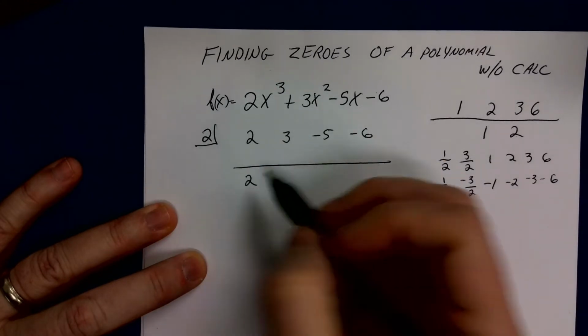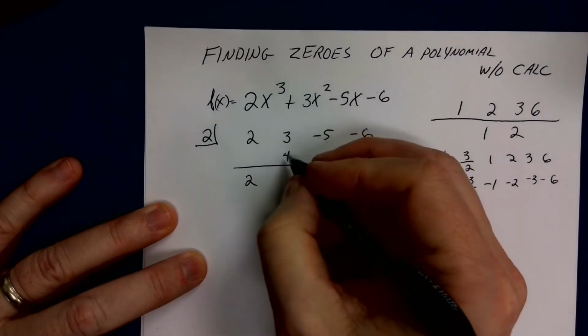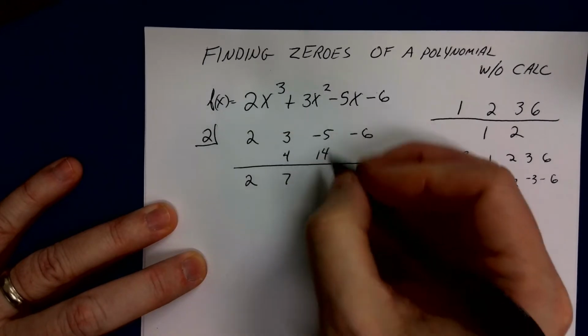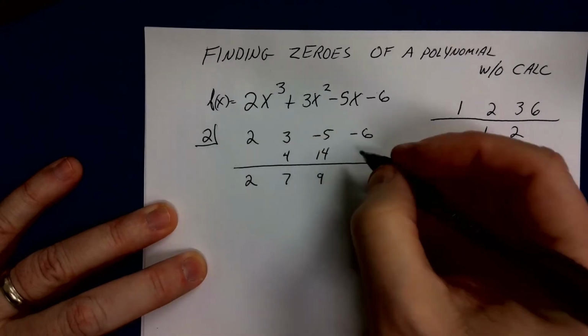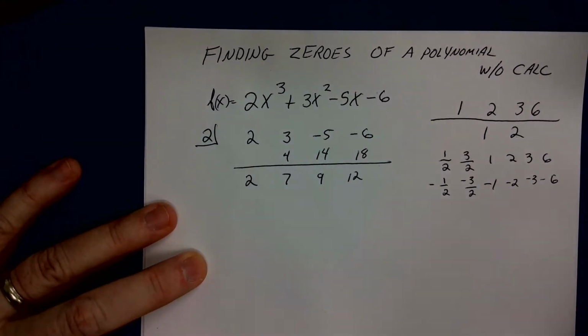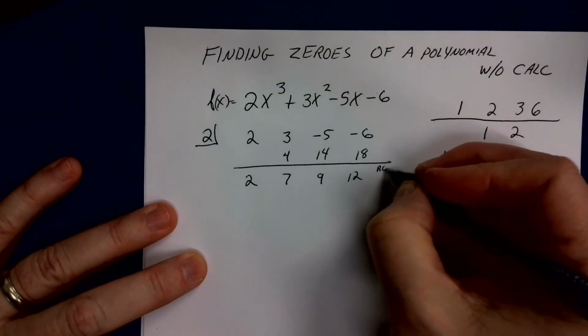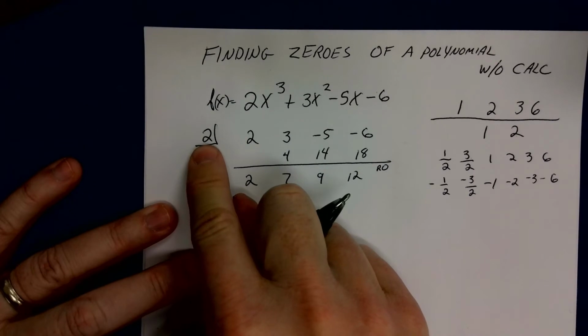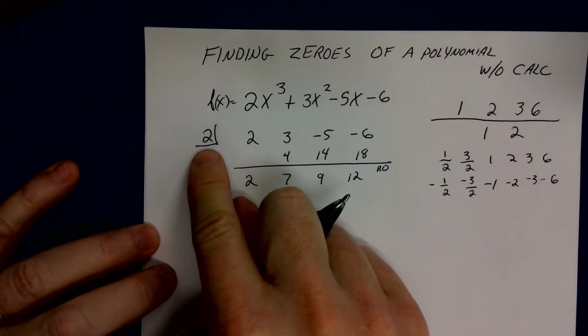I do this number times this number, and I write it right here. And then I add these two together, that gives me 7. 2 times 7 is 14. And I add these two together, that gives me 9. And 2 times 9 is 18. And I add these together and get 12. Unfortunately, unless this thing has a remainder of 0 right here, I know that this thing doesn't work. However, we have two different things that would help us minimize or eliminate some things.